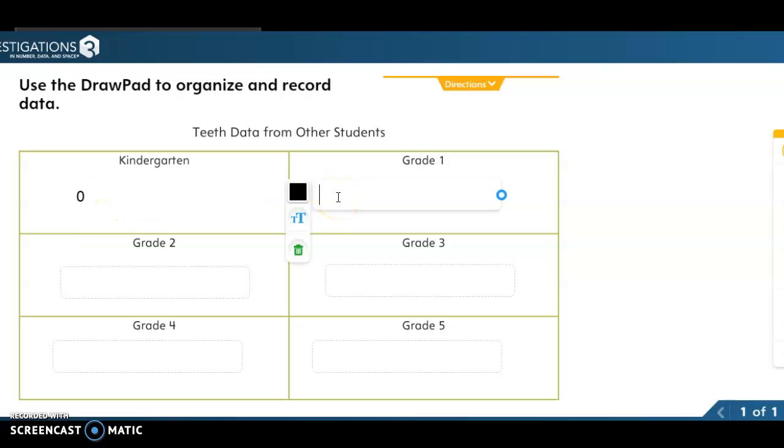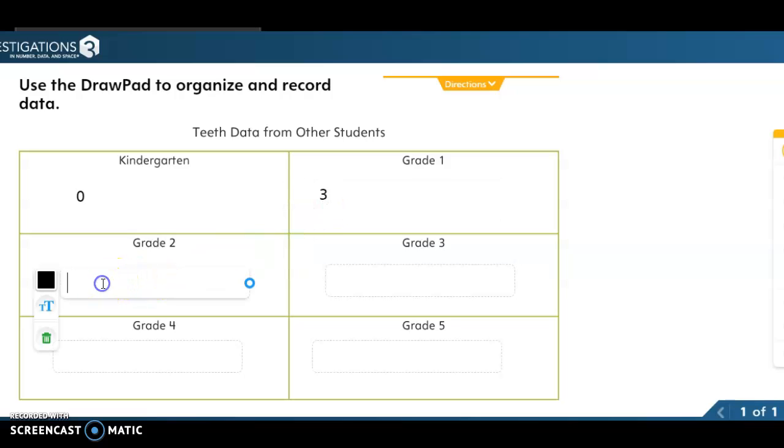Then I found a first grade student, and I said, how many teeth have you lost? Now, it's important to make sure the person you're asking knows exactly what you're asking. They may think that you're asking, how many teeth have I lost today? Well, more than likely that's going to be 0. But you want to make sure they know that you're asking, how many teeth have you lost so far? So in grade 1, this student said that they had lost 3 teeth so far.